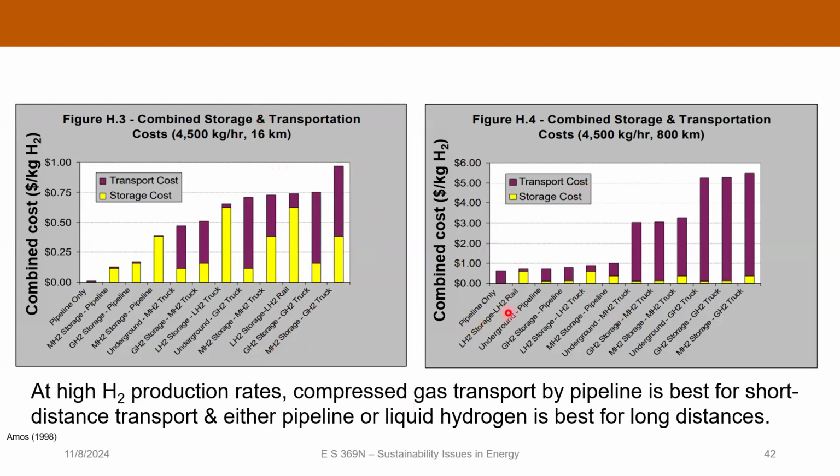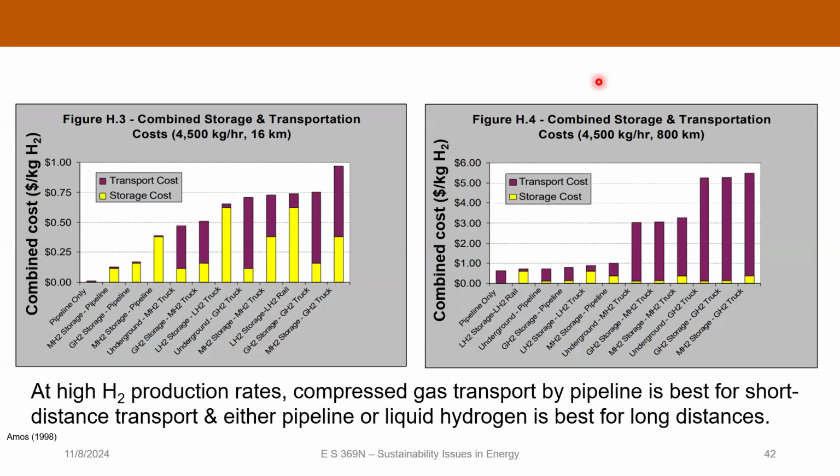And then same thing for long distance. If you're generating it quickly enough, then the pipeline actually becomes the cheapest option. And the reason for this is a combination of the greater revenue you get because you're making more hydrogen faster, and the difficulty in liquefying that hydrogen, because there's so much of it that you have to deal with, that the cost goes way up. So you have to think very carefully about how fast you're making it, how far you have to transport it, and what the end use is that you're going for. So there are a lot of trade-offs here between liquid and gaseous hydrogen.